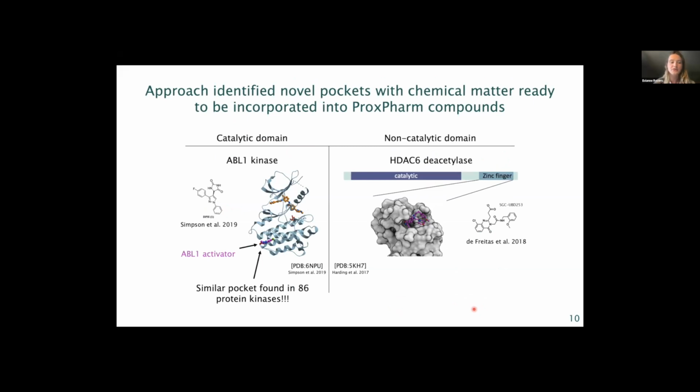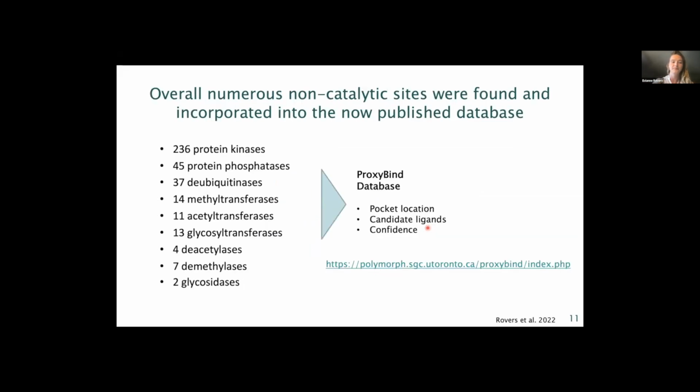But more interestingly, I found novel pockets with chemical matter ready to be incorporated in ProxPharm compounds. For example, I found an allosteric pocket in a kinase domain with already an activator bound there that potentially could be incorporated as a PHICS, but also a pocket in a non-catalytic domain, namely the zinc finger domain of the HDAC6 deacetylase, which could be incorporated and would be a first of its kind to be a deacetylase targeting chimera.